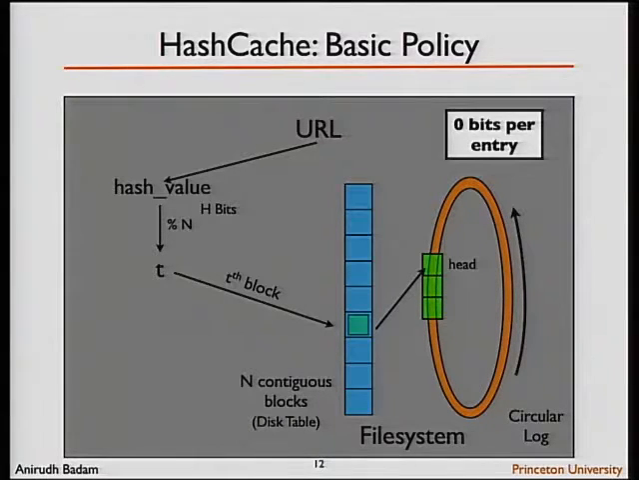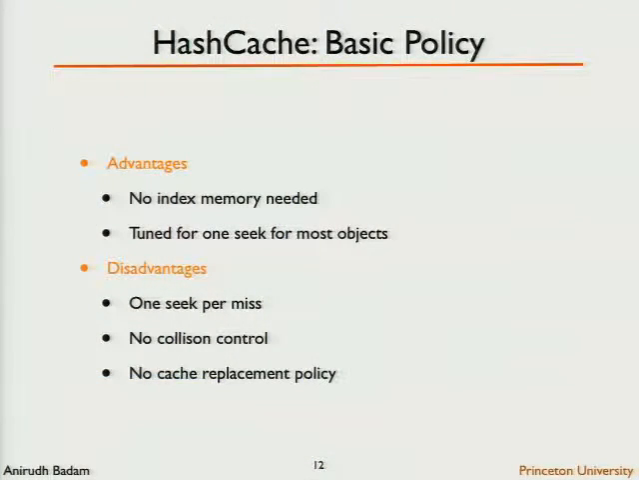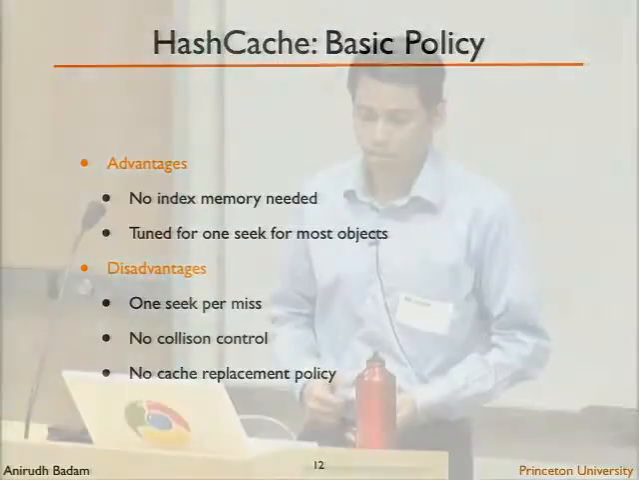As you noticed, this requires no bits per entry in the DRAM, because the hash function can be represented in a constant number of bits that you can store in DRAM, and it does not have any DRAM requirement for storing the index, because you just get the hash value and you're using the disk as a hash table. The advantages, as I said, are that there are no index memory requirements, and it's tuned for one seek for most objects. If you design your on-disk hash table with a bin size of so and so, let's say 70% of the objects are smaller than the bin size of your hash table, which means that 70% of the objects can be accessed in one seek on the disk.